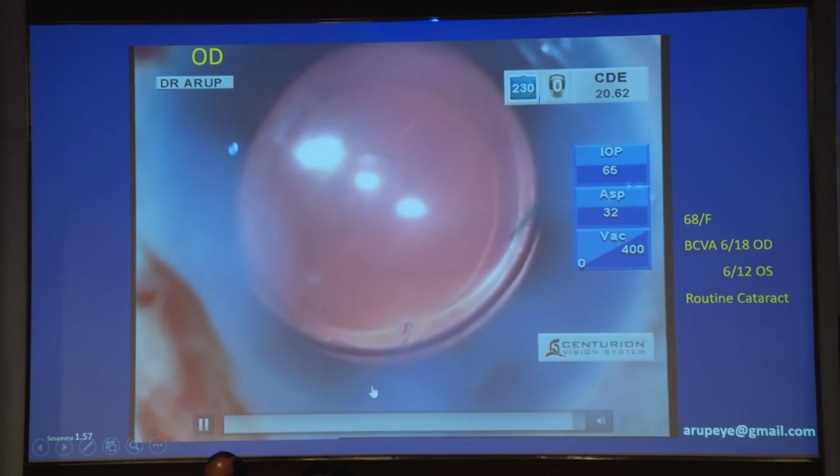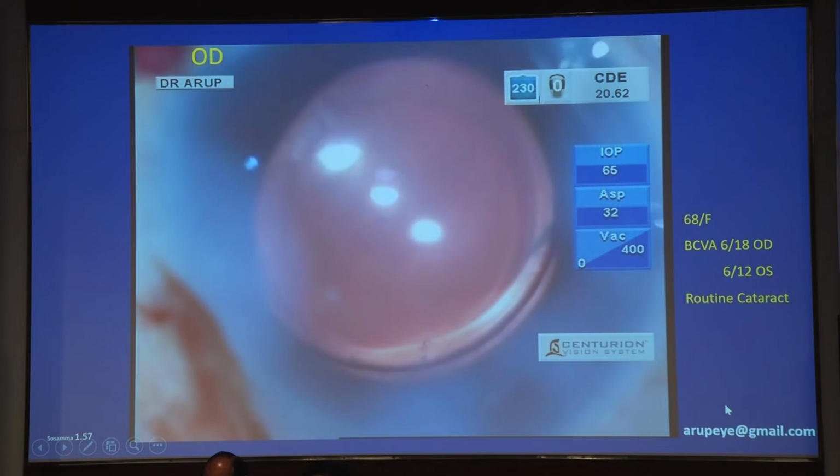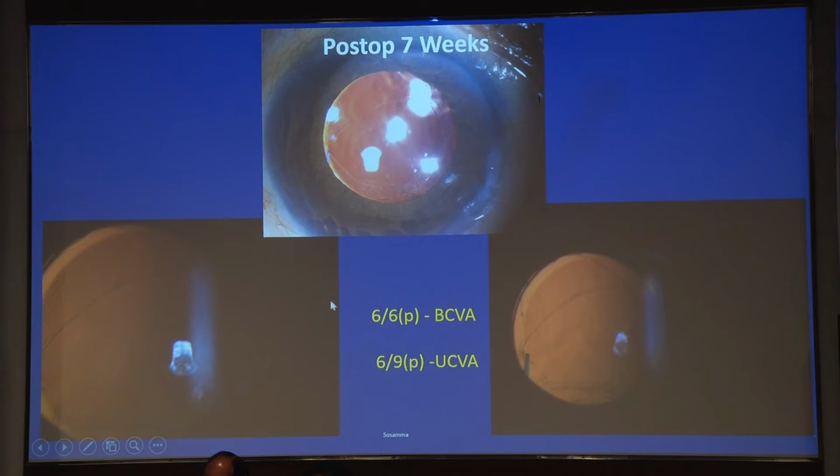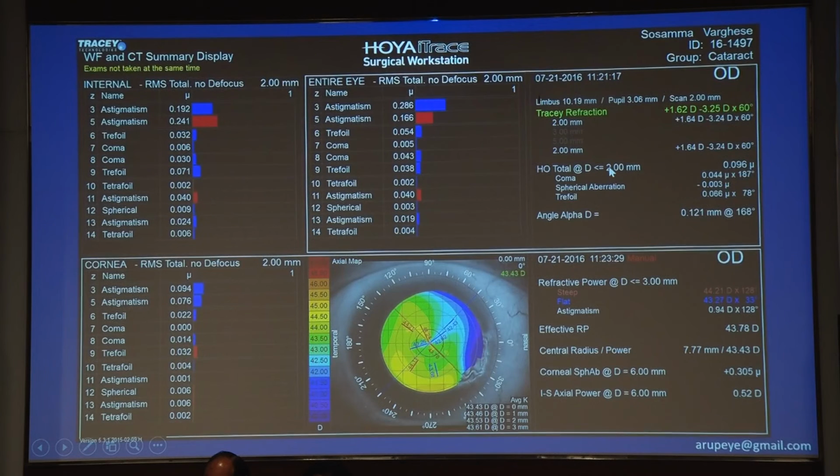See, it is very clear here. So in this situation, there's no need to tamper with the lens position. So this should be fine. So this is the postoperative period. The patient had a best corrected vision of 6/6 partial.